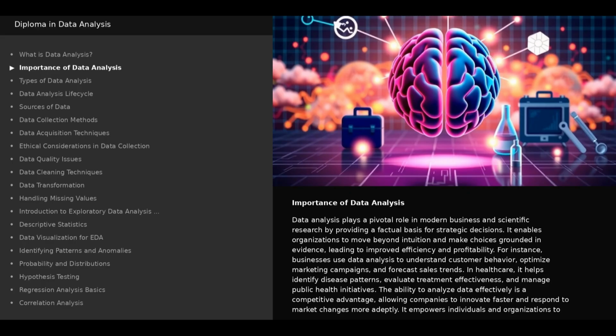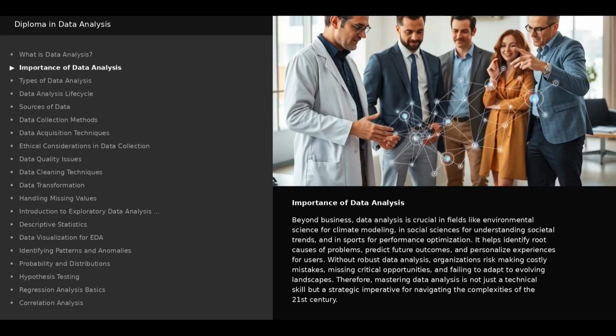The ability to analyze data effectively is a competitive advantage, allowing companies to innovate faster and respond to market changes more adeptly. It empowers individuals and organizations to gain a deeper understanding of complex phenomena. Beyond business, data analysis is crucial in fields like environmental science for climate modeling, in social sciences for understanding societal trends, and in sports for performance optimization. It helps identify root causes of problems, predict future outcomes, and personalize experiences for users.